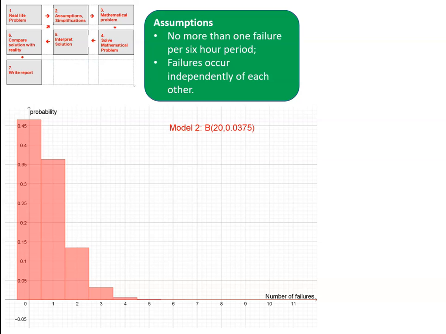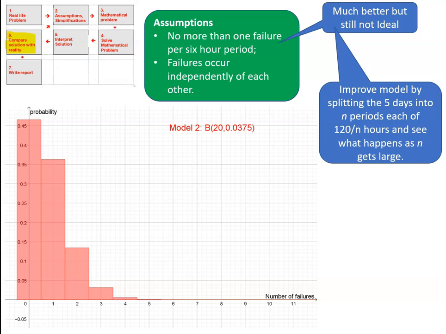Again, we can think about our modelling cycle, compare this with reality again. But our first assumption is much better than it was in Model 1. It's still not quite ideal. The failures occurring independently of each other, one hopes they do. Whether that's actually the case or not, I don't know.